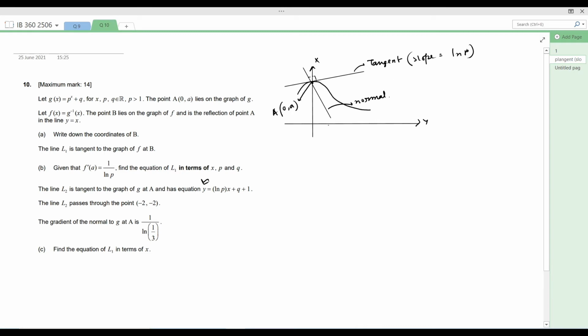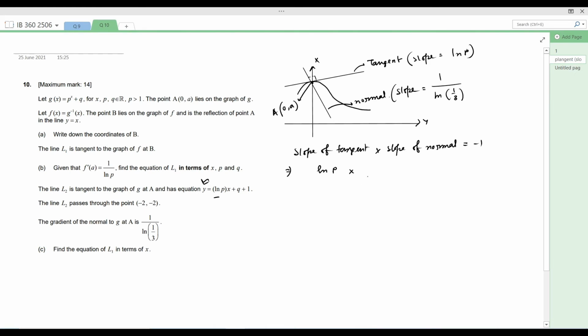For the normal line, the slope is also given: the slope is 1 by ln 1/3. If the tangent line and normal line are perpendicular to each other, then obviously the multiplication of their slopes will be -1. So the slope of tangent into the slope of normal is equal to -1.